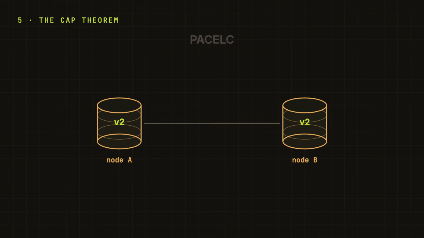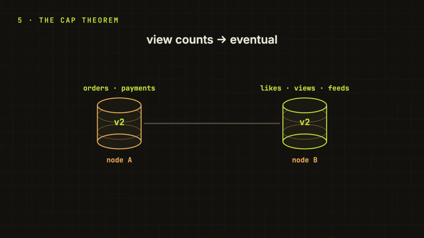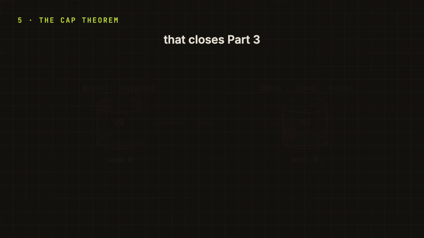And there is a small extension called PACELC worth naming. Even when there is no partition, you still trade off latency versus consistency. So, in our store, we use strong consistency for orders and payments, and we happily accept eventual consistency for things like product view counts. And that closes part 3.